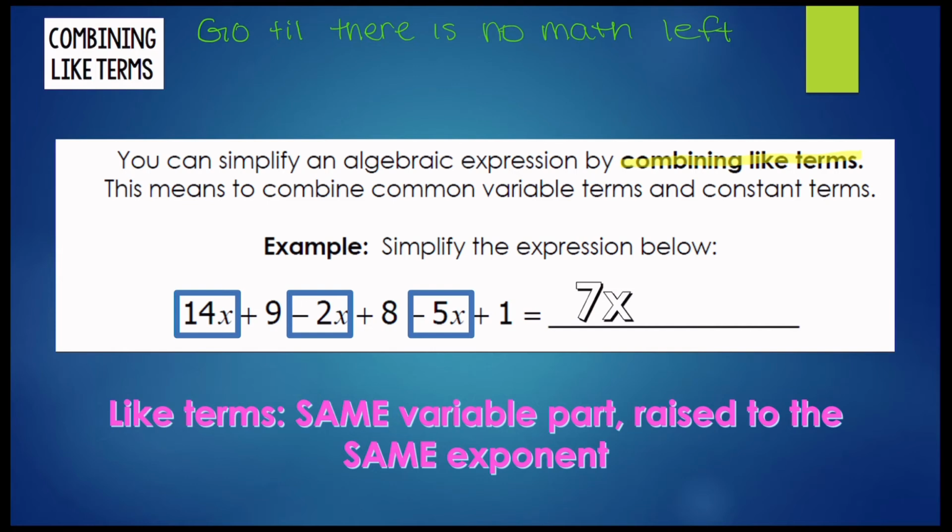I then have to look at my constants. I have 9, 8, and 1. 9 plus 8 is 17, plus 1 is 18. So ladies and gentlemen, that right there, 7x plus 18, that is my simplified expression I got by combining like terms.